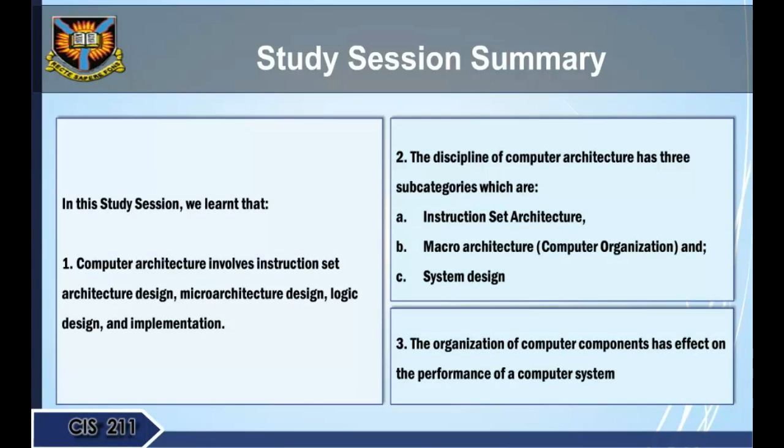Study section summary. In this study section, we learned that 1. Computer architecture involves instruction set architecture design, microarchitecture design, logic design, and implementation. 2. The discipline of computer architecture has 3 subcategories, which are A. Instruction set architecture, B. Microarchitecture, computer organization, and C. System design. 3. The organization of computer components has effect on the performance of a computer system.